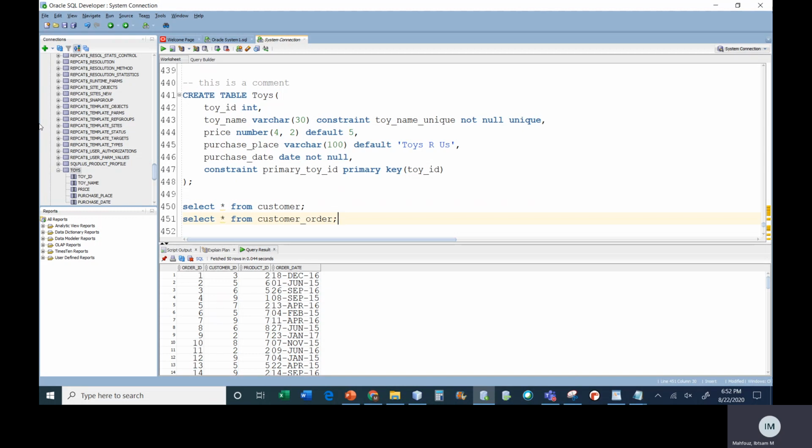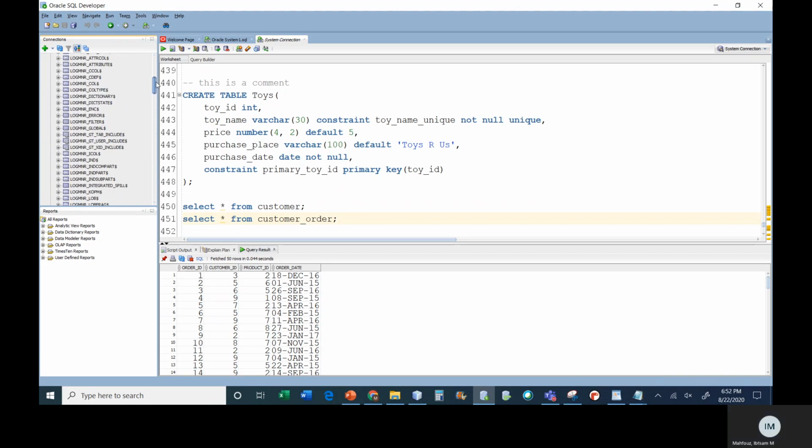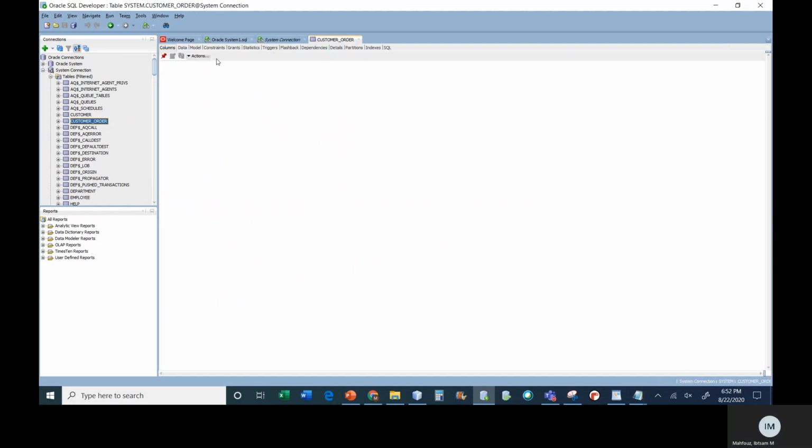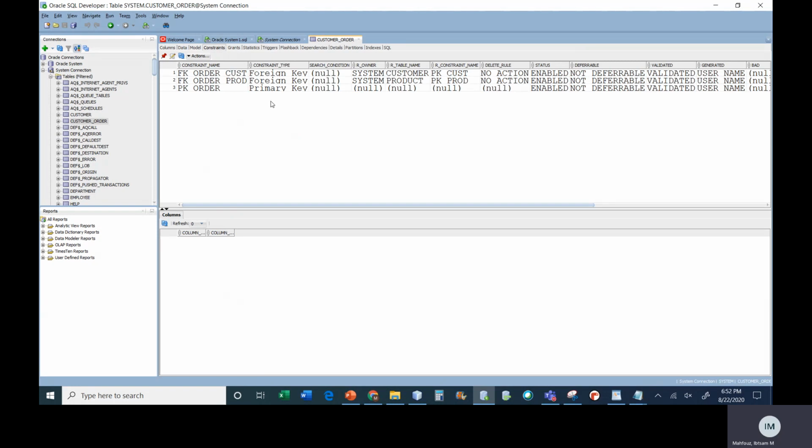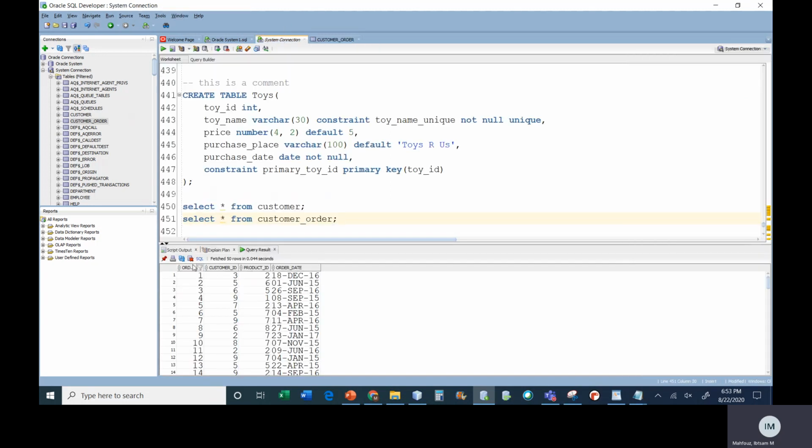Here, what we're storing is an order ID. And so the order ID, if I go to the customer order table, let's just go to it to see that that's the primary key. So I look at my constraints and I find that the primary key is the order ID. So the order ID is my primary key. So my column that is the primary key is the order ID.